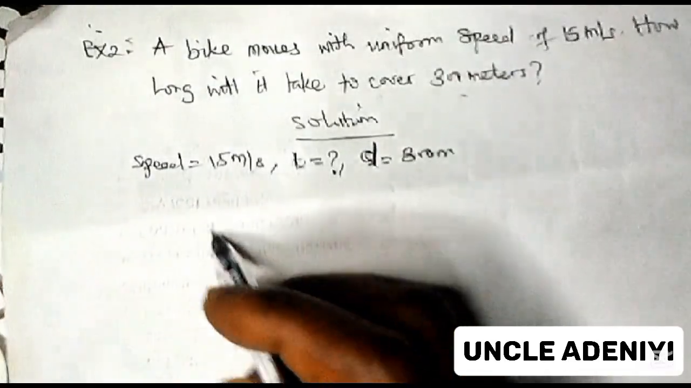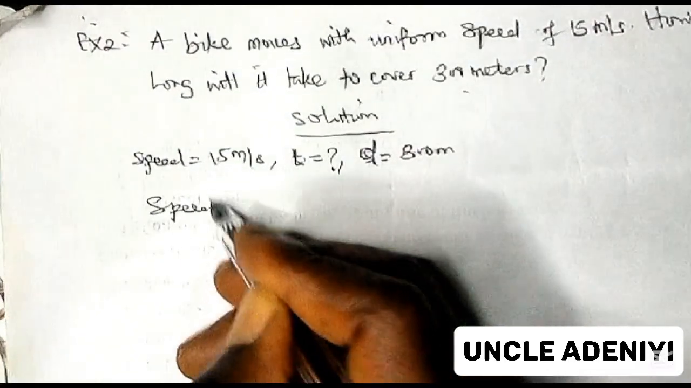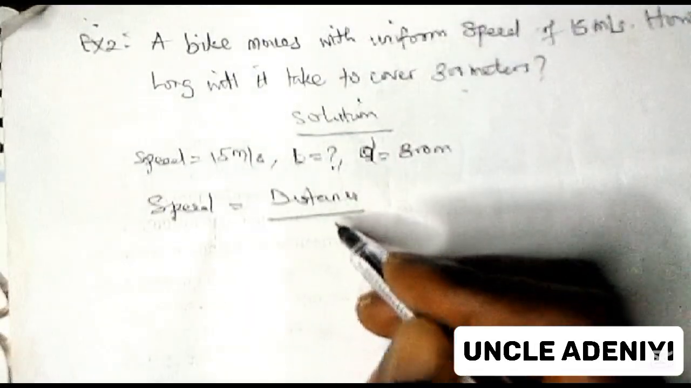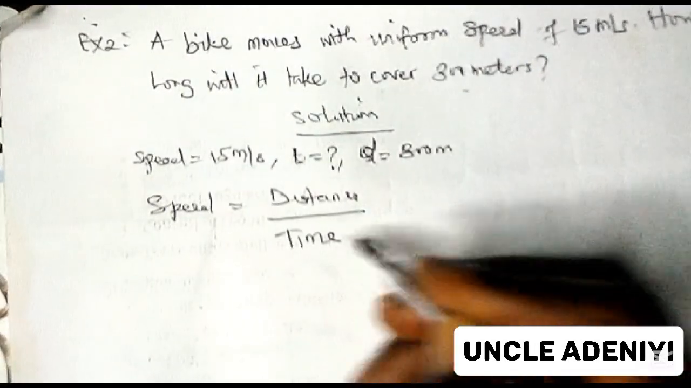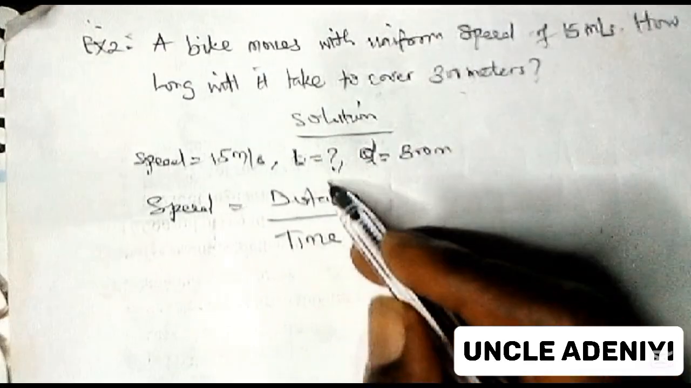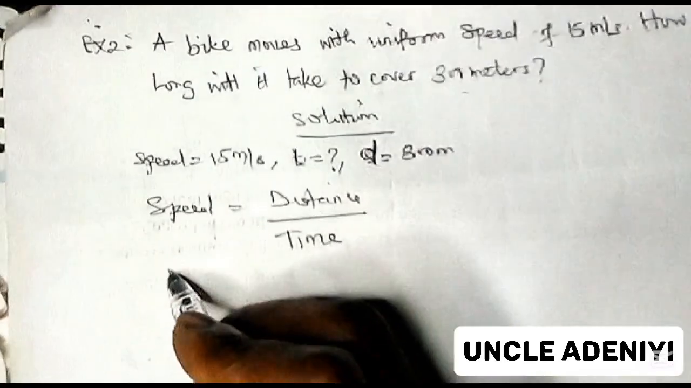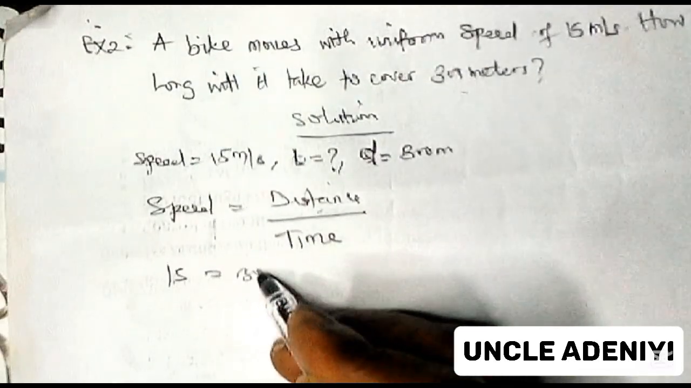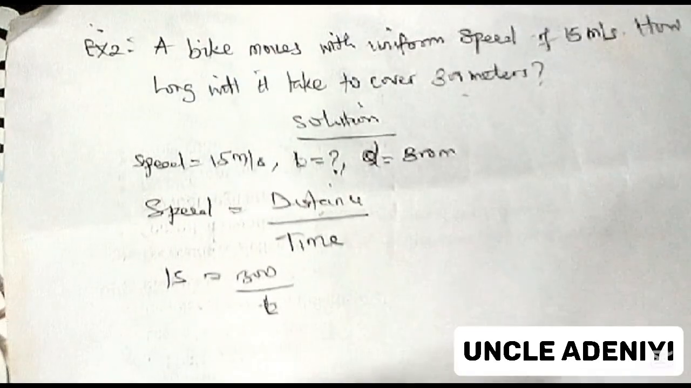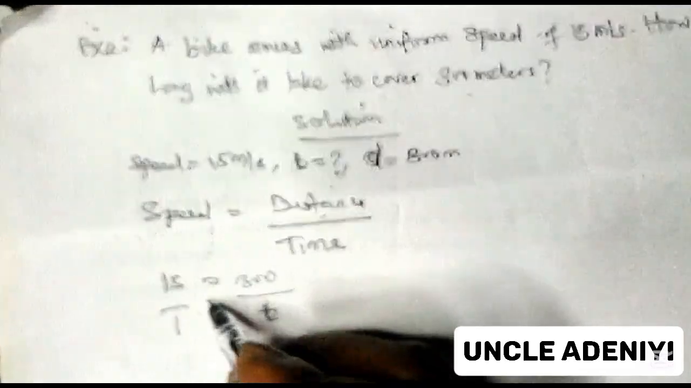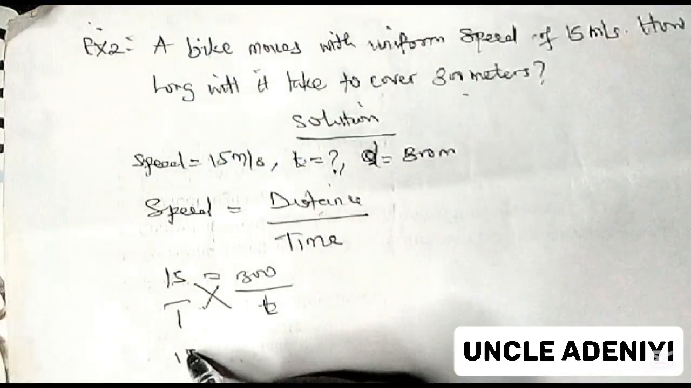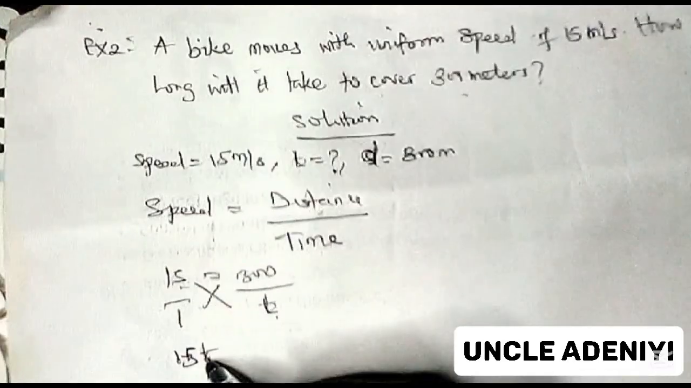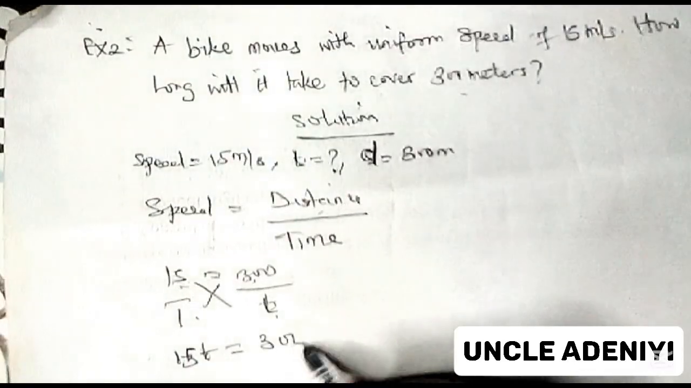Don't forget, in physics, speed is equal to distance over time. Now you have to calculate your time. So 15 equals distance 300 over time. That will be t, because you have to calculate time. So cross multiply. That will be 15t equals 300.